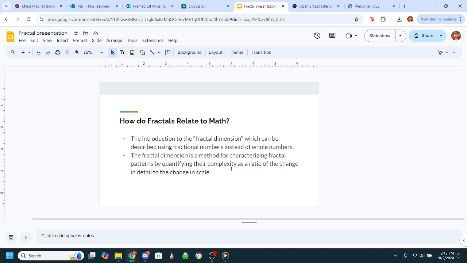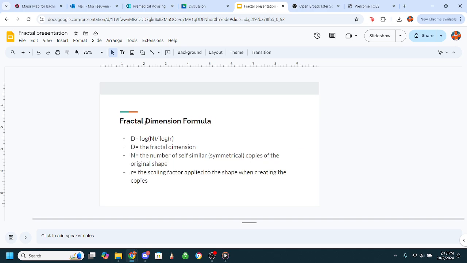The introduction to the fractal dimension, which can be described using fractional numbers instead of whole numbers. The fractal dimension is a method for characterizing fractal patterns by quantifying their complexity as a ratio of the change in detail to the change in scale. So, in simpler terms, this is describing how no matter how complex or simple the shape is, it will still continue to be a ratio, essentially, of the complexity and how big or small the shape is.